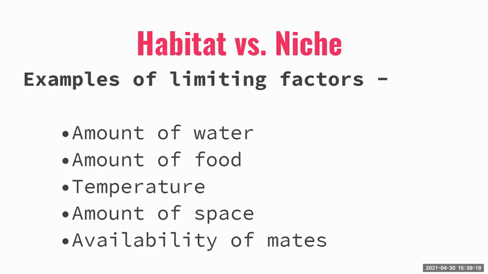Limiting factors are amount of food, water, the temperature, the amount of space, and the availability of mates. All of those things are limited or they change and vary. And if organisms are able to get these resources and survive these temperatures and mate, they are successful. But not everyone will be able to do that because there's only so much available.